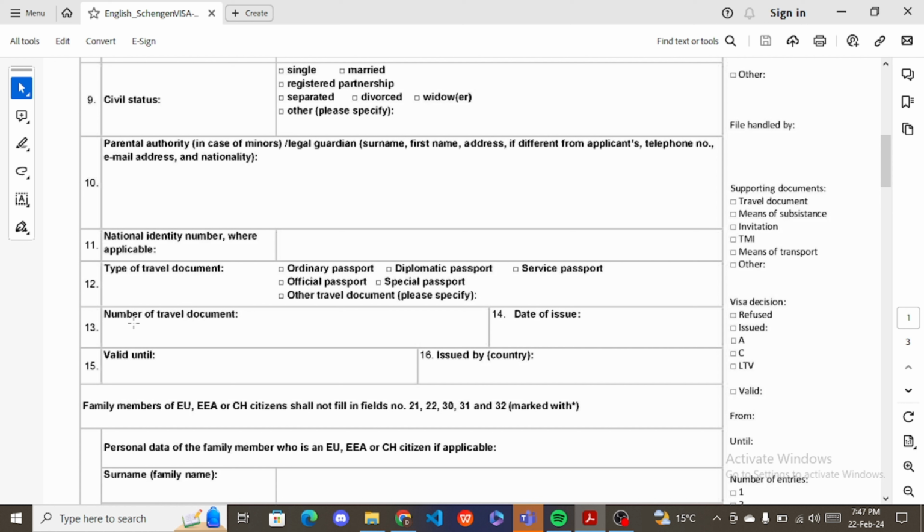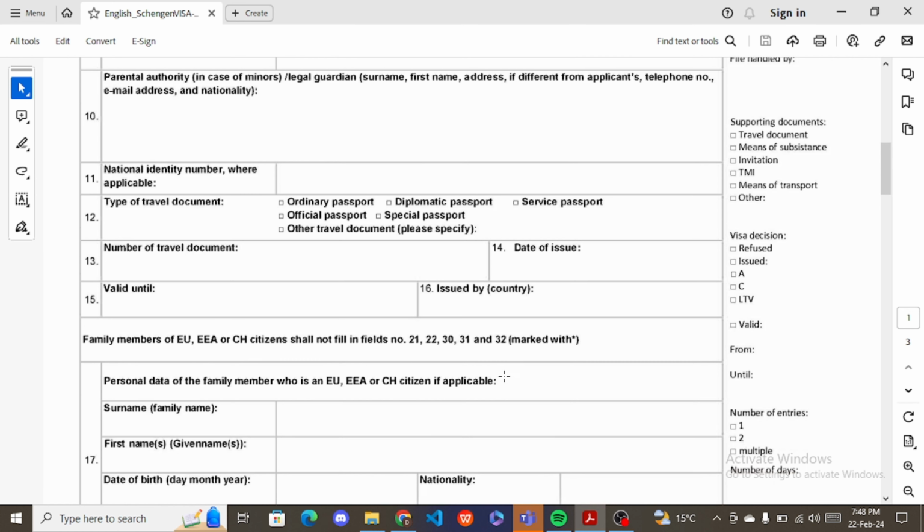Number 13, number of travel document. You just have to write the number you have on your passport. Date of issue, everything is on that biometric page. So you just have to look at it and then write the information down. Number 15, valid until when. Until when is that passport valid? Issued by the country. Just write the country.